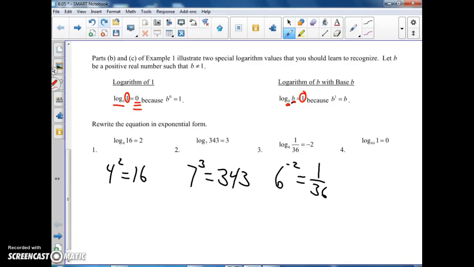Now here's number 4. Drop the log, make the switch. So 64 to the 0 is how much? 1. Anything to the 0 power is always 1. Everybody good with that?